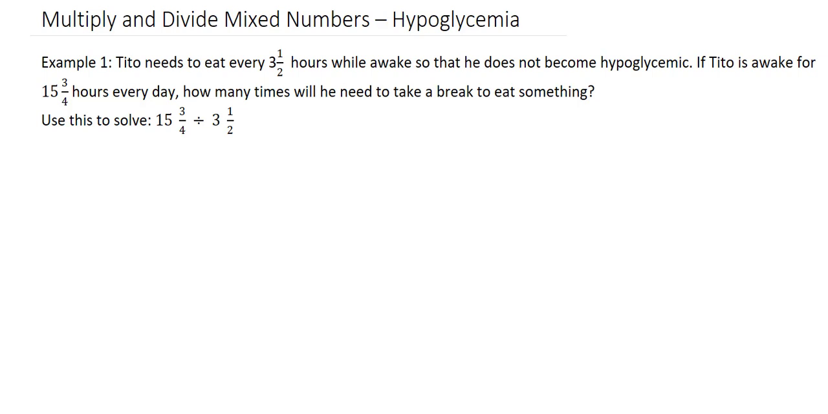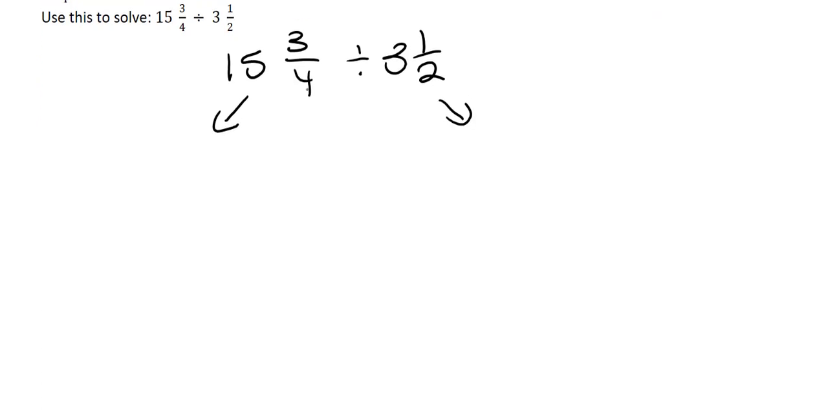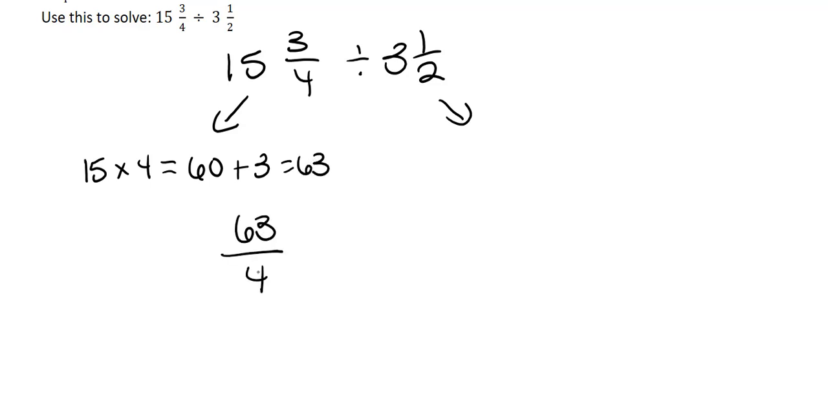So we're going to use 15 and 3/4 divided by 3.5. So let's go ahead and write this out. Well, the first thing we're actually going to do is convert this into an improper fraction. So we have 15 times 4, that would be 60 plus 3, so we get 63. So we have 63 over 4 divided by, and then 3 times 2 is 6 plus 1 is 7. So we have 7 over 2.